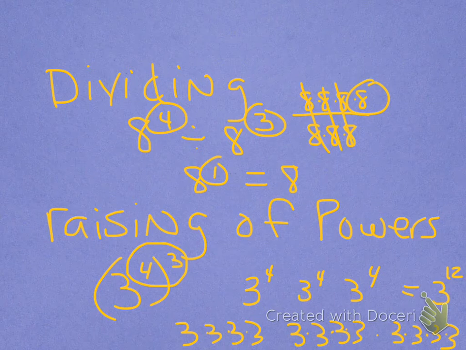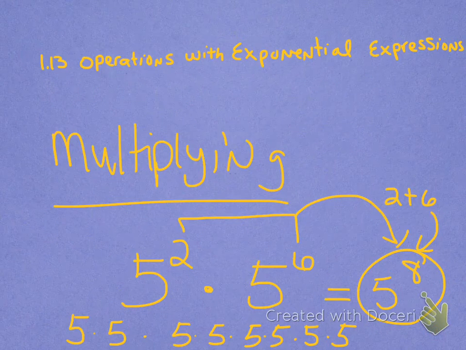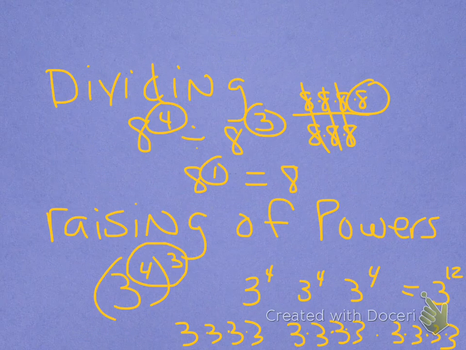So let's go back here. If I'm multiplying, you add the exponents. If you're dividing, what do you do to the exponents? You subtract. And if you're raising them to the power, you multiply. Okay, so let's do some examples. And letters work the same way. So it wouldn't matter if I put in numbers or letters in there. They would have the same rules. So let's do some examples.